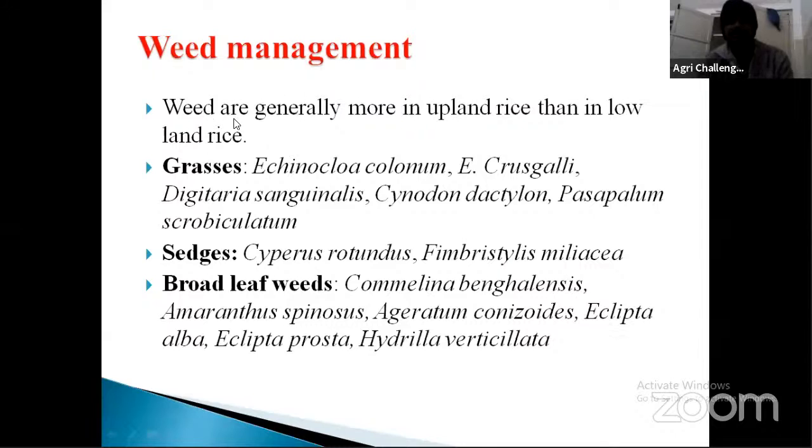Next one is weed management. Weeds are generally more in upland rice compared to lowland rice.